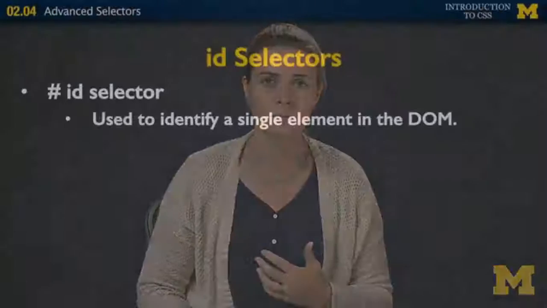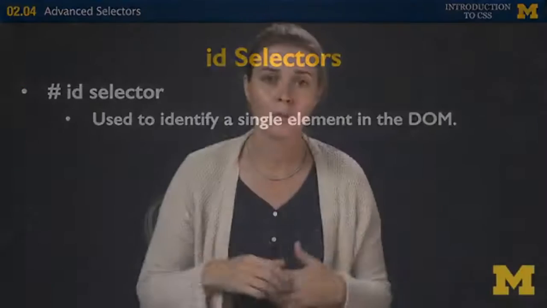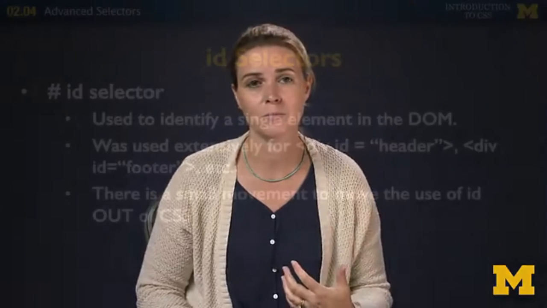Next, we're going to talk about what we call ID selectors. IDs are used to identify a single element in the DOM. The way IDs work is that in your HTML, you would say something along the lines of ID equals header, or ID equals footer, which was one they used to use a lot. Then in your style sheet, using the pound symbol, you can identify which ones you want to style.